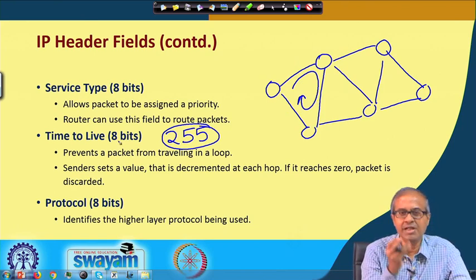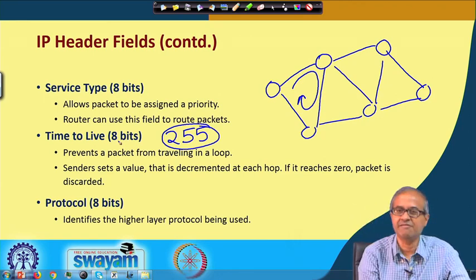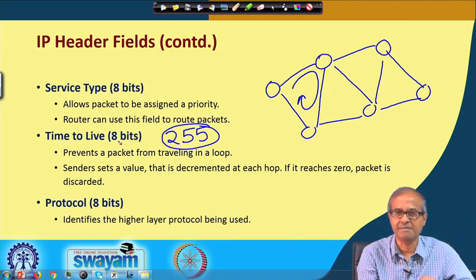Now, you do not want such a situation to happen. This time to live is a field which is put in the header with an initial value. Now, how much initial value? That depends on the network, you can set that value, suppose 50.